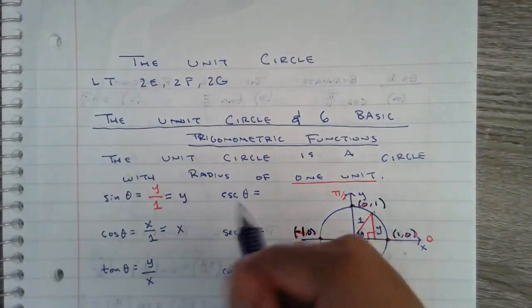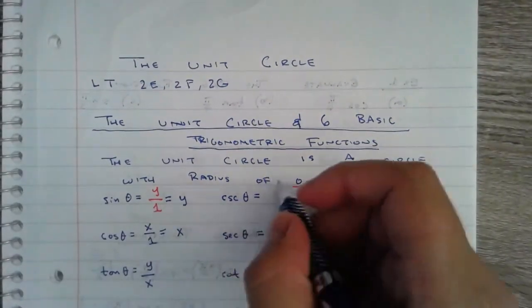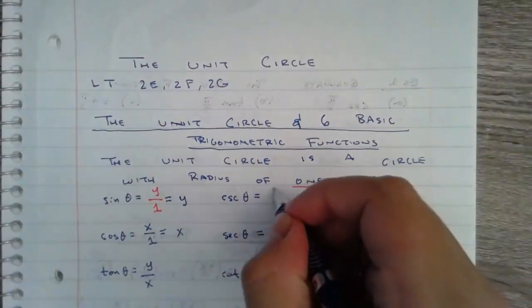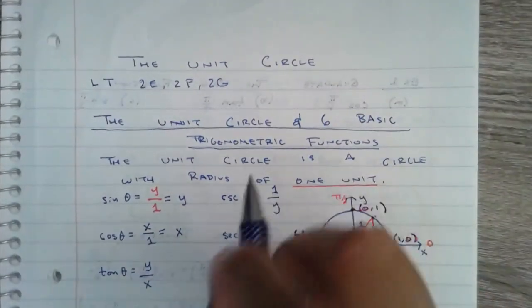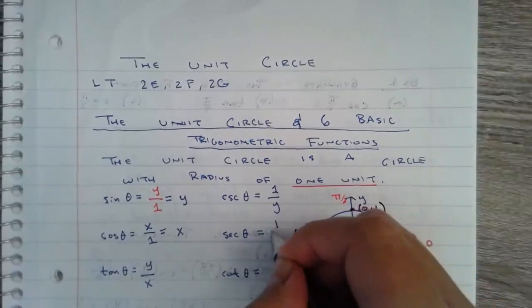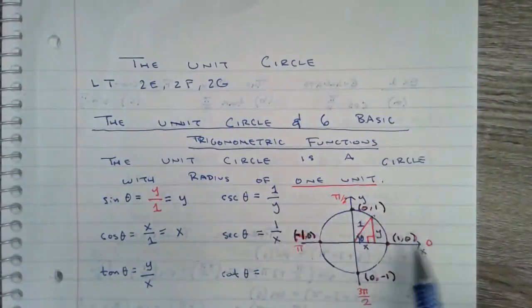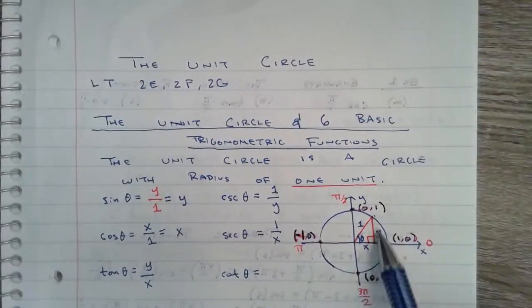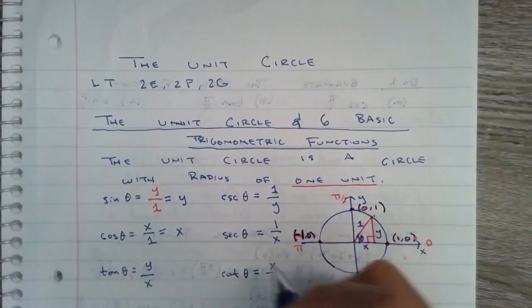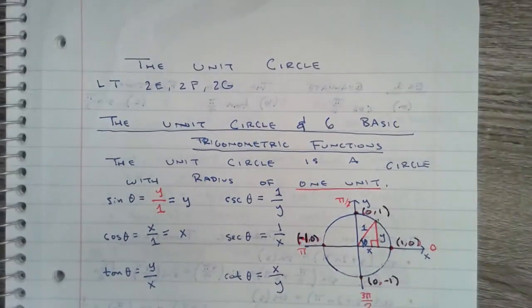So remember, opposite over hypotenuse, adjacent over hypotenuse, and then opposite over adjacent. Your cosecant is the reciprocal of sine. So it's hypotenuse over opposite, which is 1 over y. Your secant is hypotenuse over adjacent, so it's 1 over x. And last but not least, your cotangent is adjacent over opposite, which is x over y. Okay, so very straightforward. Keep that in mind as we go on.